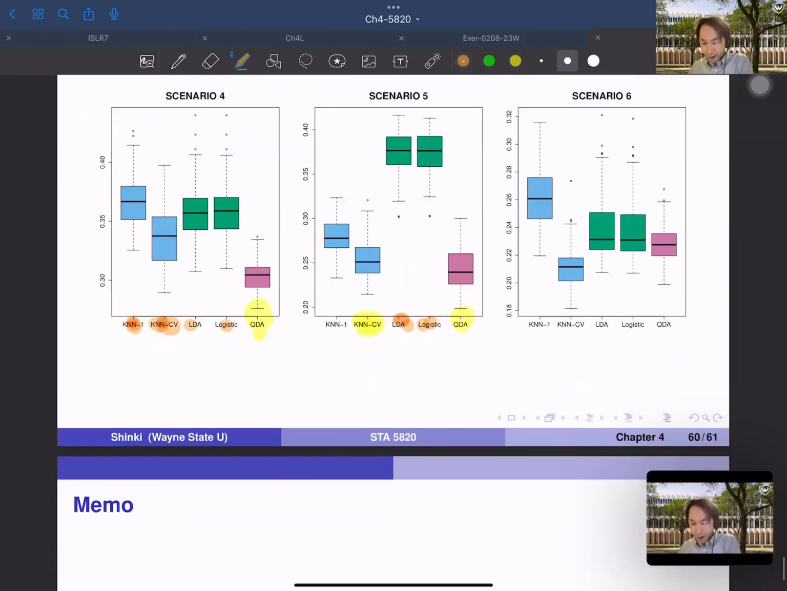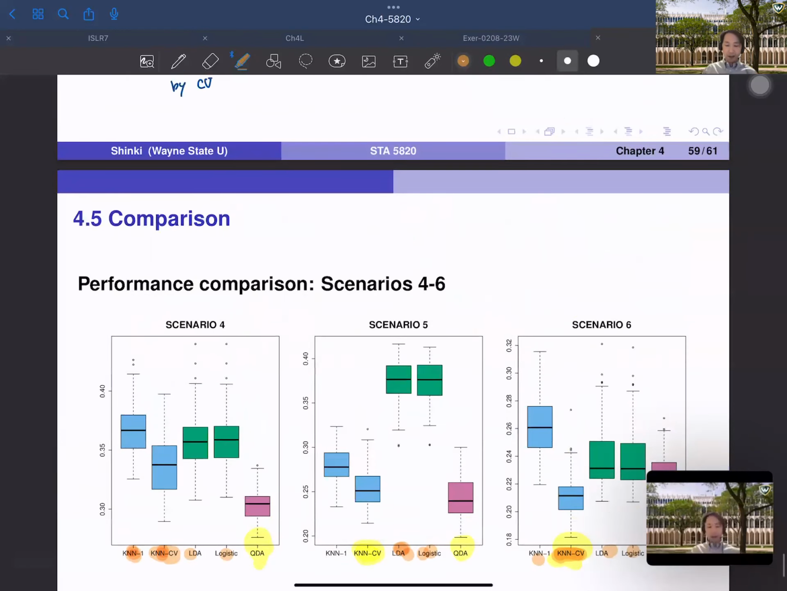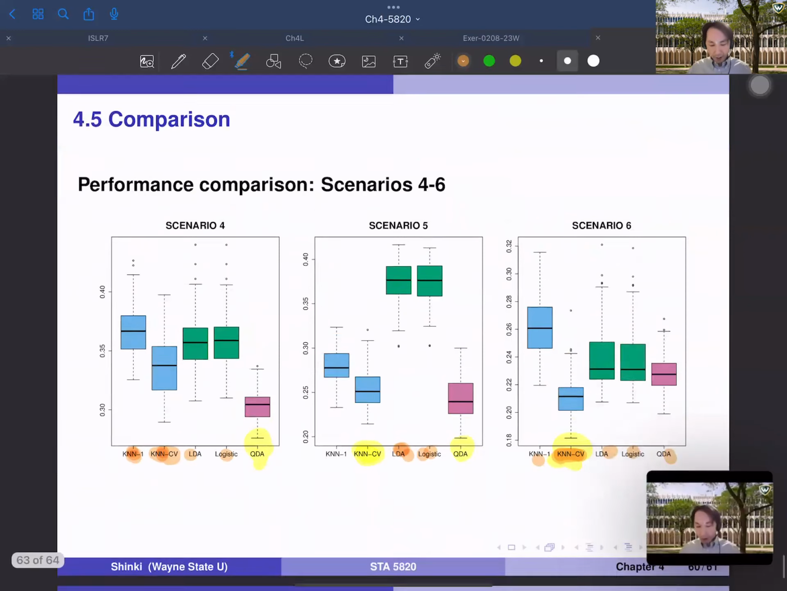And scenario 6, it's very complicated, and no model can detect the correct specification. So the more flexible model, KNN with cross-validated K, performs best. So you can see KNN does not perform well unless we choose an optimal K. K equal to 1 isn't good. Maybe a more moderate K, like the square root of n, then maybe it performs better. But anyway, KNN performs well, and the others perform worse. So that's the overall comparison of these methods.